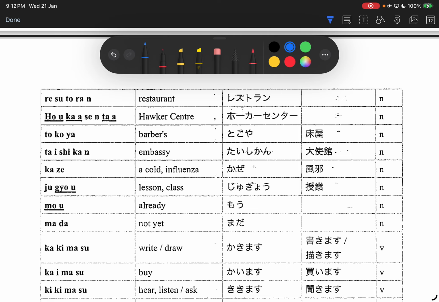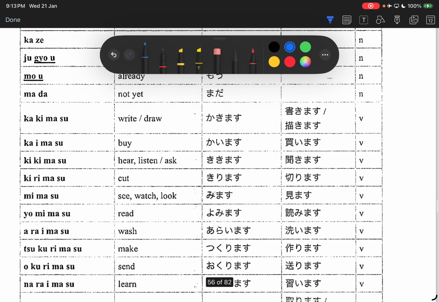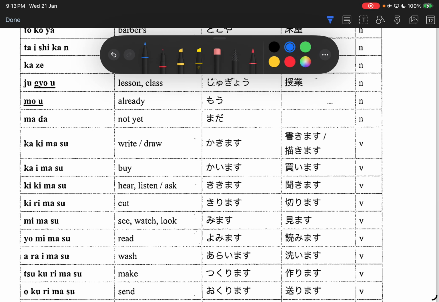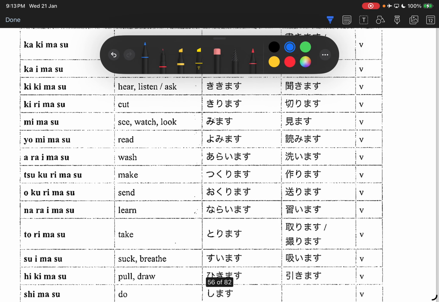Restaurant, post office, barber, embassy, wind, and then verbs: write, buy, listen, cut, see, read, wash, make. Okay, tsukurimasu can be make, and can also mean produce. That means like I produce at the factory. So it can also be produced.